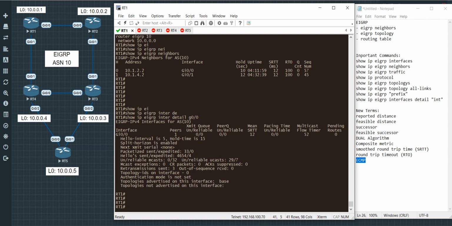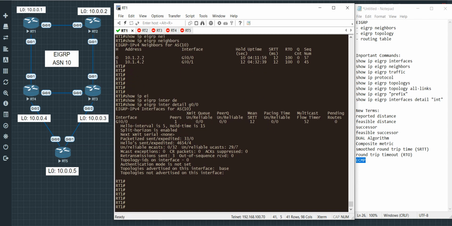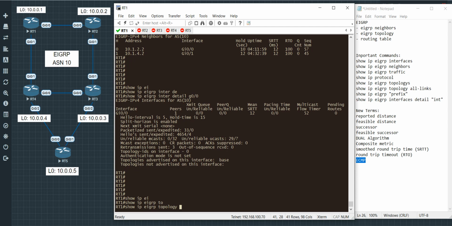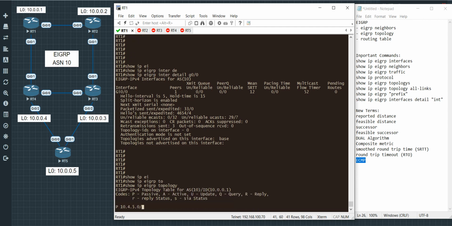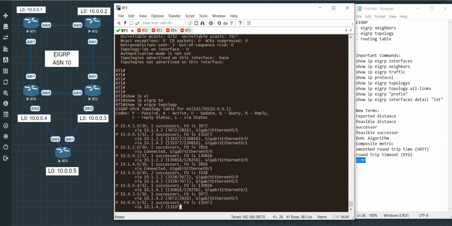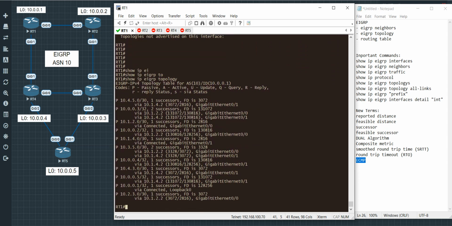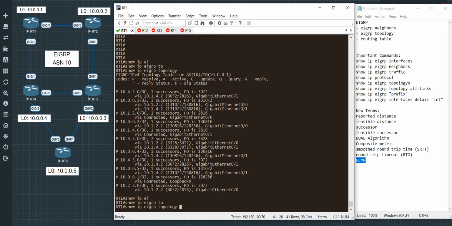Okay, so now that we've looked at this output of show ip eigrp neighbors, let's go and look at our topology table. When looking at the topology table, there are two commands that you want to be familiar with. One of them is the show ip eigrp topology command, and the other one is show ip eigrp topology all-links.